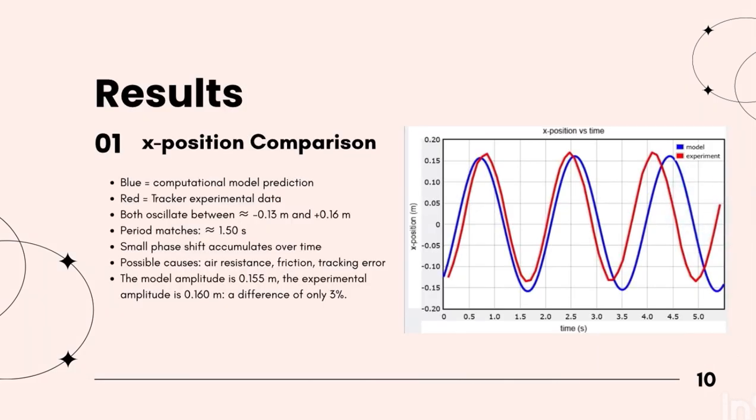Let's get into results. This graph compares the x position predicted by our model in blue versus the actual experimental data from the tracker in red. The agreement is very good. Both curves have the same amplitude of about 0.15 meter and the same period of 1.5 seconds. A small phase shift develops over time, meaning the model gradually gets slightly ahead or behind the experiment. This is expected because our model assumes a perfect frictionless system, while the real system loses a tiny amount of energy to air resistance and friction at the attachment point.